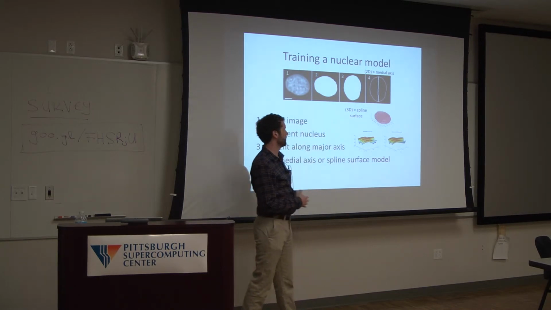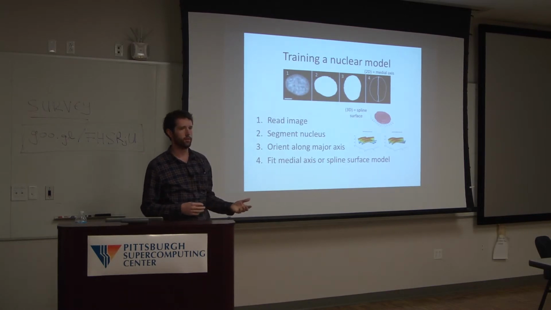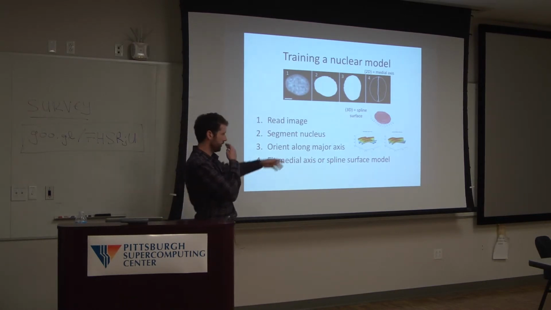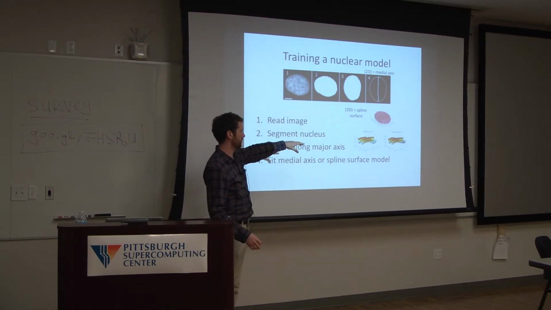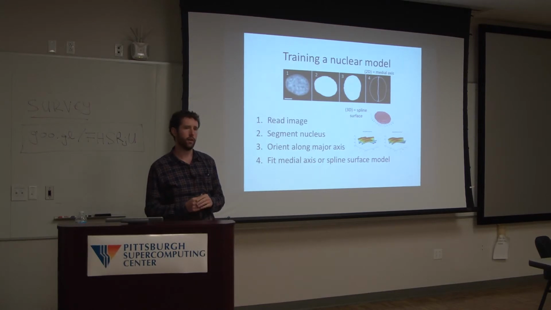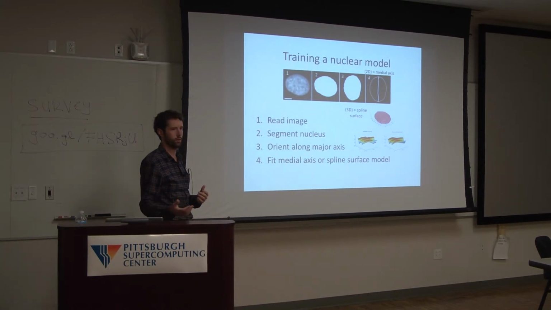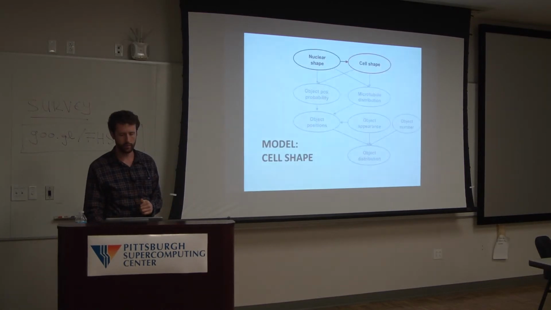Or in 3 dimensions, like Dr. Murphy talked about, we build a 3D spline model, and he described how we sort of unwrap that in a cylindrical coordinate system and then smooth it with a spline. And we learn the parameters of those splines for a bunch of nuclei, and then we can synthesize new nuclei from that model.